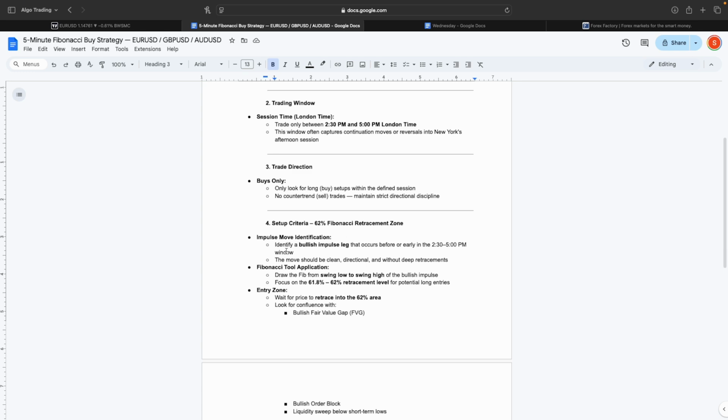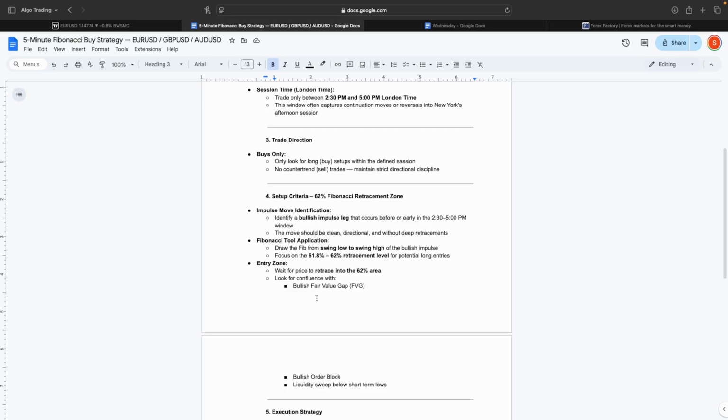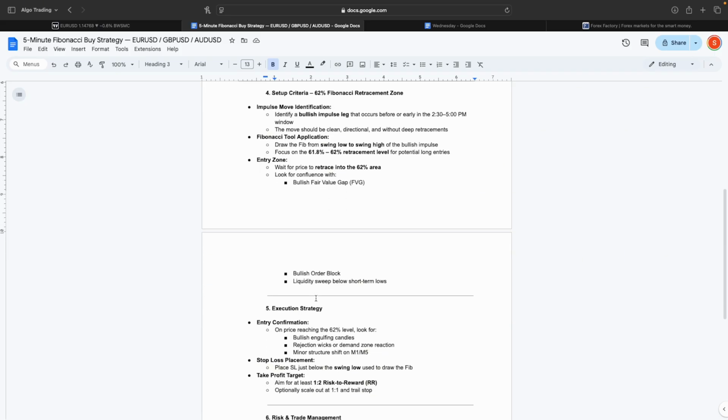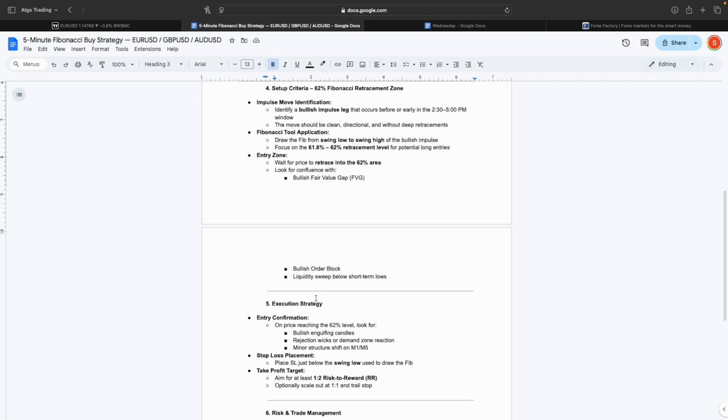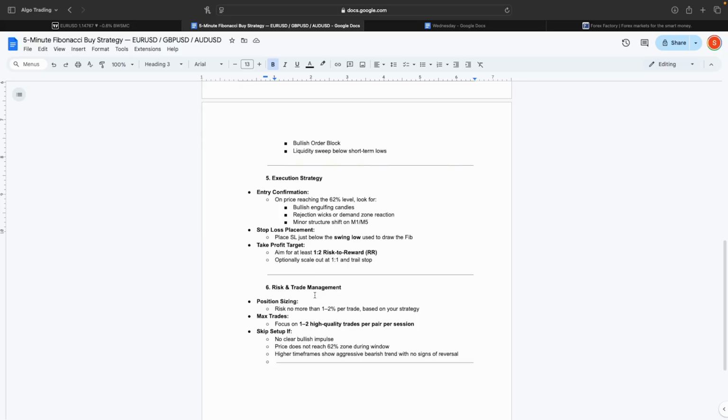So what we want to do is have a setup criteria as well. Impulsive move direction: we want to identify bullish impulsive legs between or before 2:30 p.m. and 5 p.m. UK time. We're going to use the Fibonacci tool for our entry, and again, it's going to be the 61.8 to 62% retracement level. We can often combine this with potential bullish fair value gaps and order blocks, which is usually where the 62% zone falls because it's always in line with those.